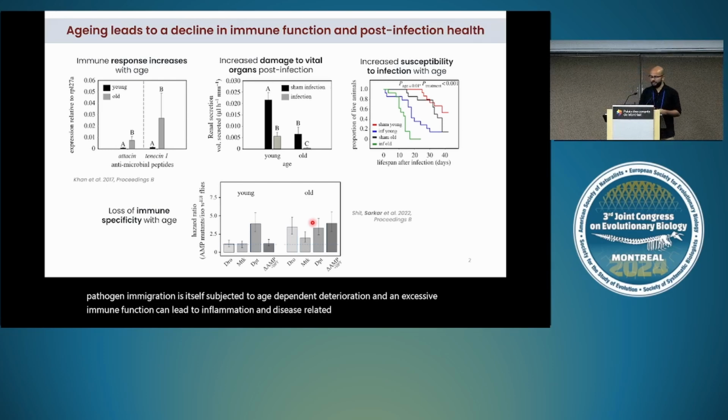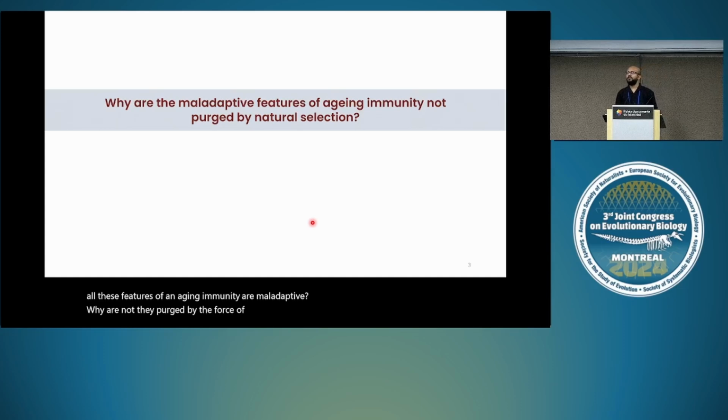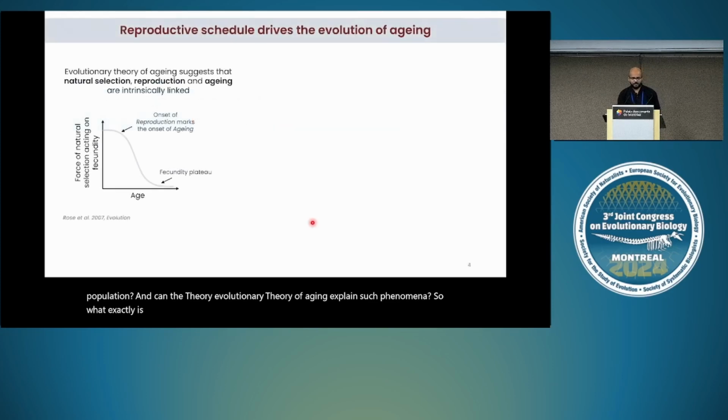So now the question is, if all these features of an aging immunity are maladaptive, why are they not purged by the force of natural selection, and why do they persist in the population? Can the evolutionary theory of aging explain such phenomena? So what exactly is the evolutionary theory of aging?